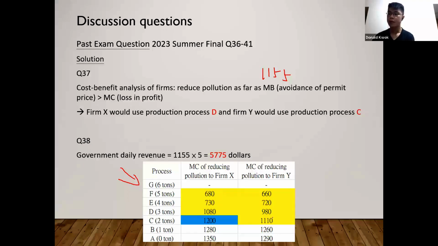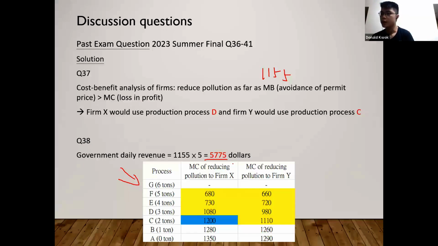And for question 38, the government daily revenue. After this permit price of 1155, they would reduce their pollution to only 5 tons. A permit price 1155 multiplied by the emission of 5 tons, then the government daily revenue is this number.